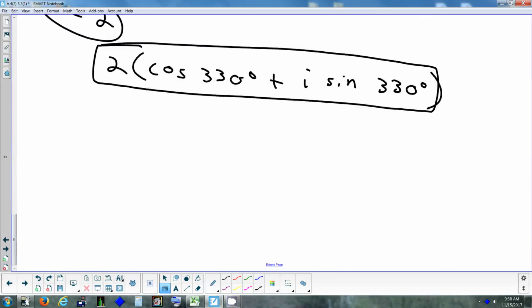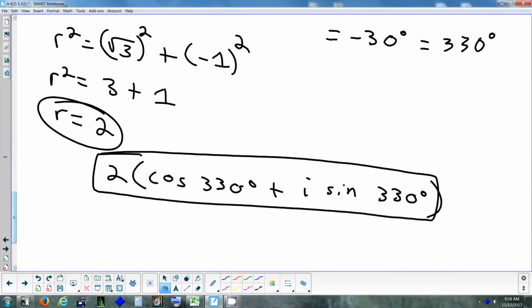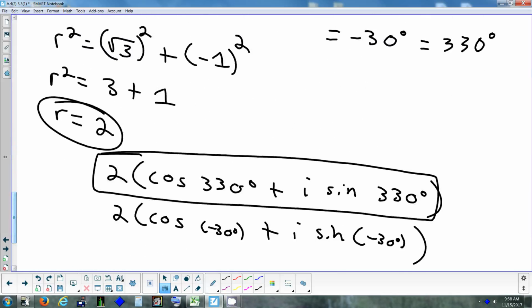Okay, I'll show you a couple other ways. Second way you could write it is just leave the angle negative. 2 cosine negative 30 plus i sine negative 30. I think that way looks a little more confusing because now you've got a negative angle in there, but that's how you could write it.